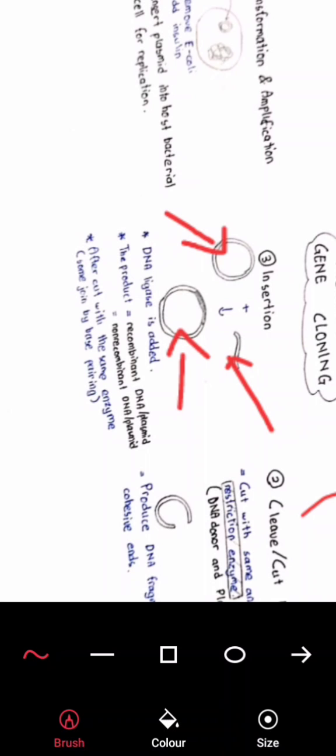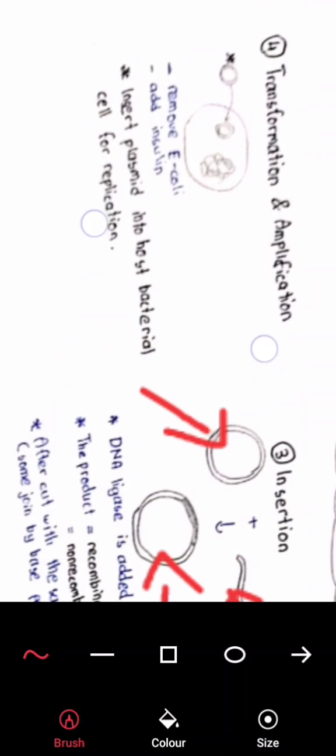At this step, DNA ligase is added, and the product is recombinant DNA or plasmid and non-recombinant DNA or plasmid. And after cutting with the same enzyme, some of them will join by base pairing. I will talk one more time. This step is about the insertion of DNA fragments into plasmid DNA to form recombinant DNA.